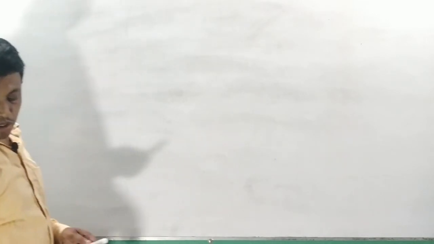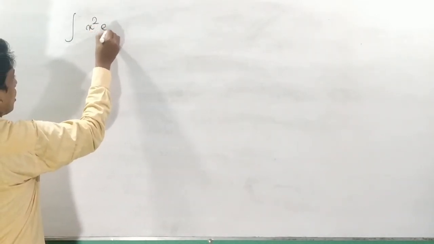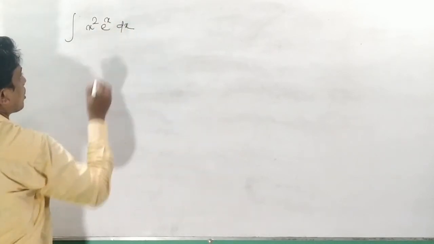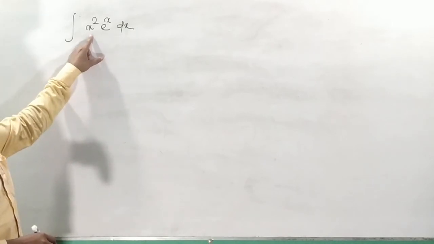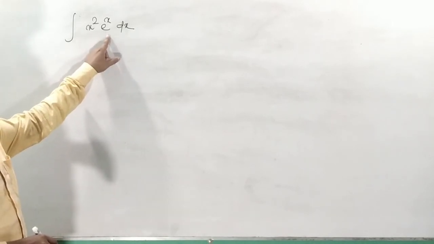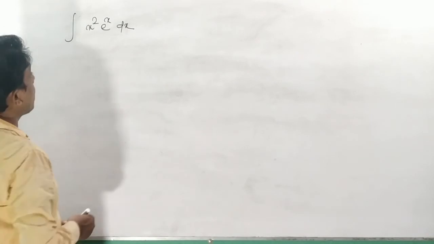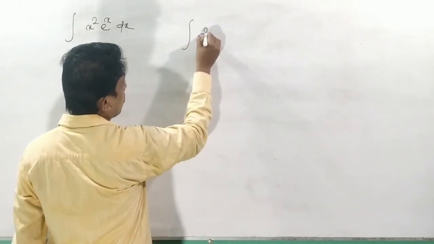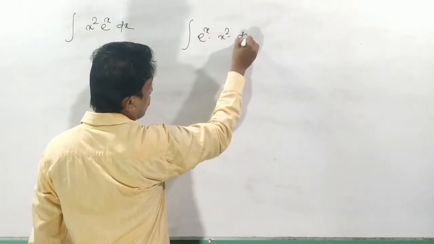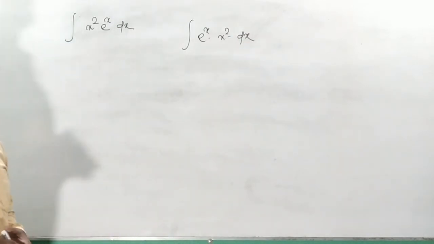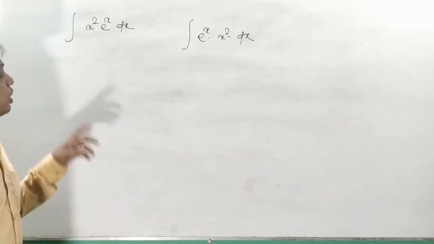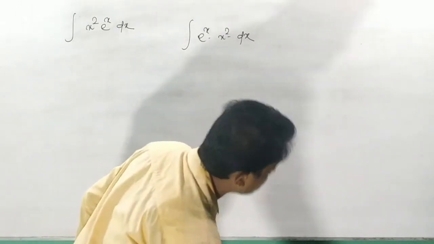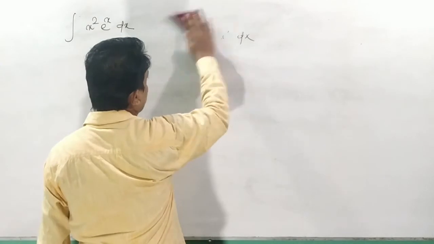Then let us take another example. Integration of x square e to the power x into dx. What are the two functions now? First one is your x square and second one is your e to the power x. There may be the question integration of e to the power x into x square into dx, but we have to choose the first function and second function by the ILATE rule. So now choose which is the first function and which is the second function.